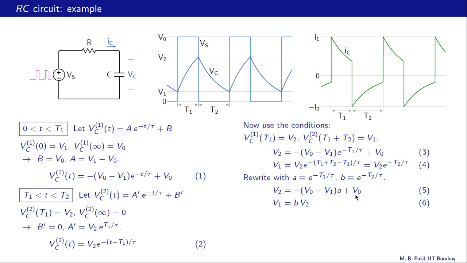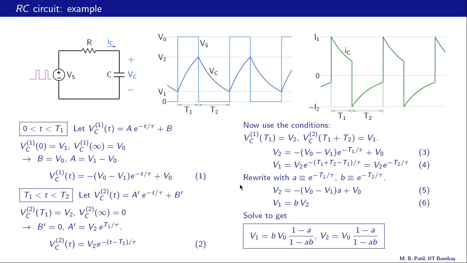And equation 4 can be rewritten as this one here. V1 is equal to V2 times e raised to minus T2 by tau, and this quantity is defined as B. So therefore we have V1 equal to B times V2. And now we can solve equations 5 and 6 to obtain V1 and V2. And the results are written over here.